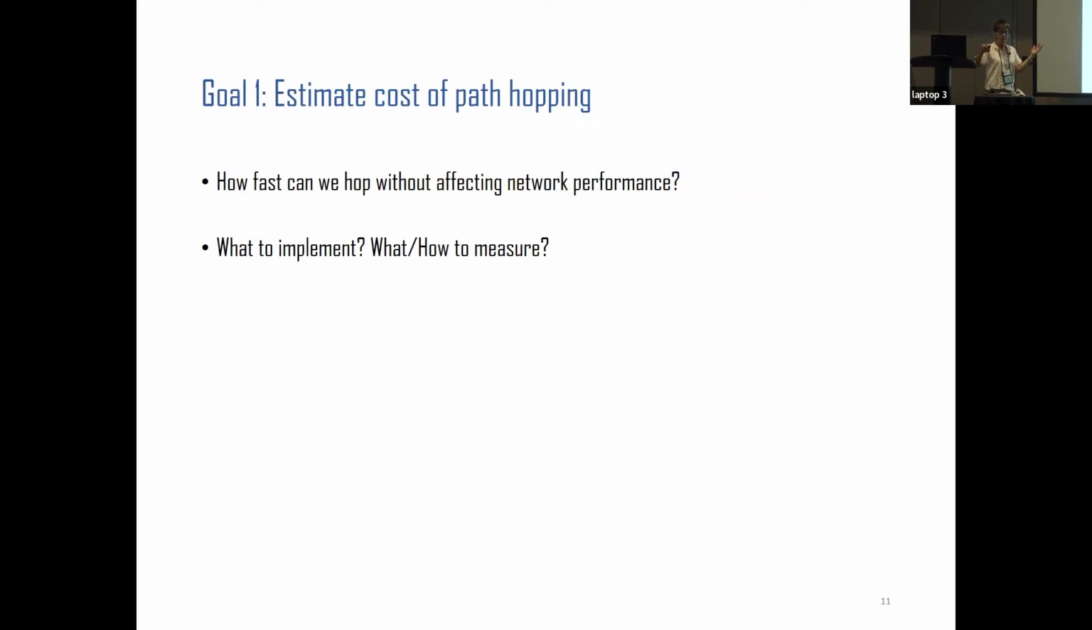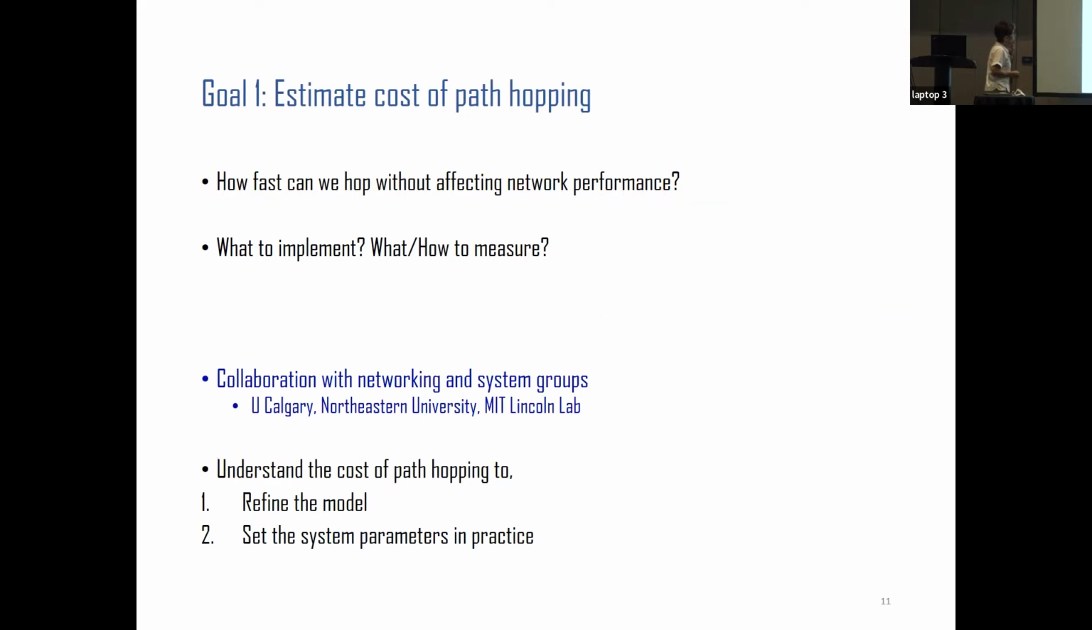Just remember that the abstract models are just wires, and we have to somehow translate this wire model into a real-life system. That is where our collaboration with the networking and systems groups at these two institutions, Northeastern and MIT Lincoln Lab, came into being. We started working together to understand how we should model this, and how we can estimate the cost so that we can refine the model and get a meaningful theoretical result. That was our goal.